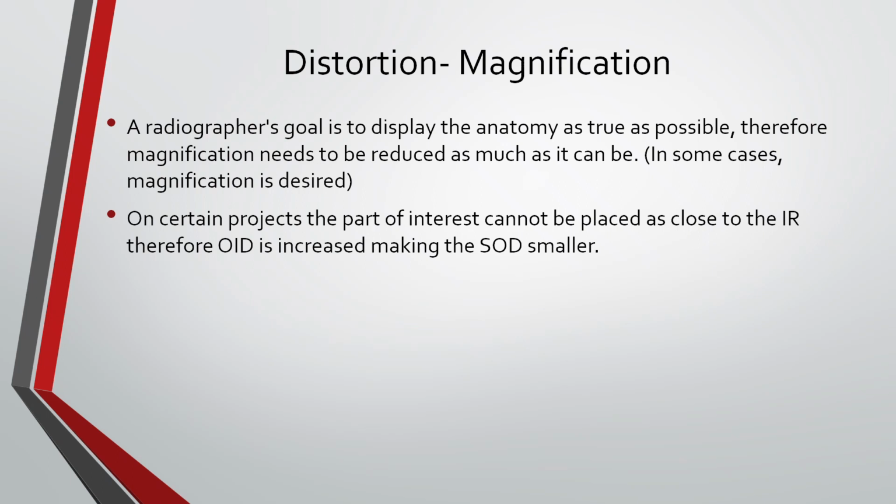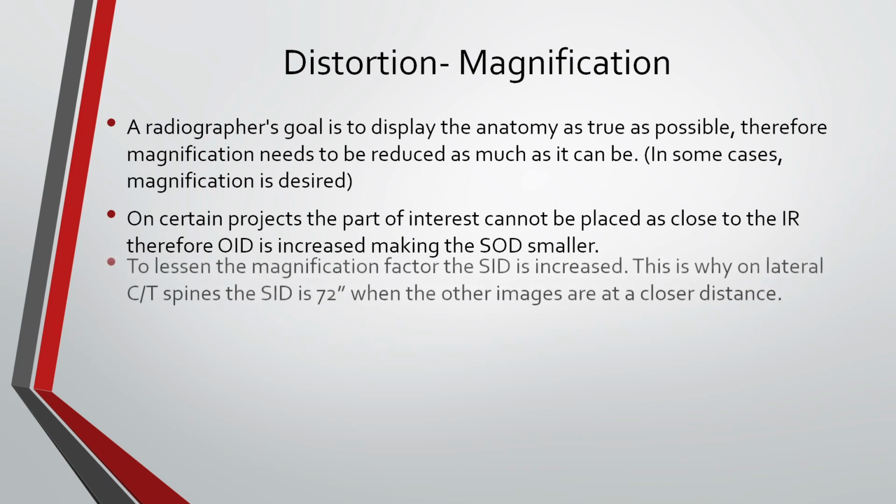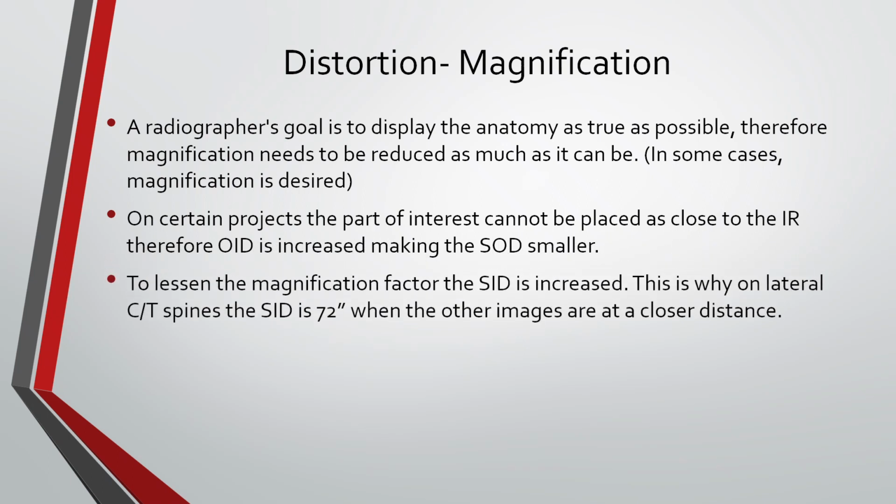On certain projections, the part of interest cannot be placed as close to the IR, therefore OID is increased, making the SOD smaller. So in certain projections we can't get the part as close, so to lessen the magnification factor, the SID is increased. This is why, unlike lateral C or T spines, where because of the shoulder and everything, the part of interest, which is the spine, isn't going to be as close to the image receptor when the patient's in the lateral position, the SID is increased to reduce this magnification factor.